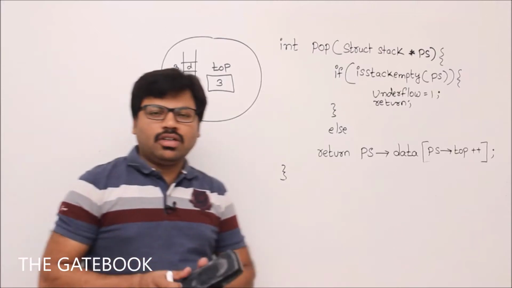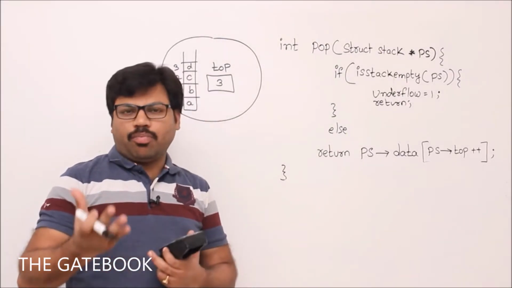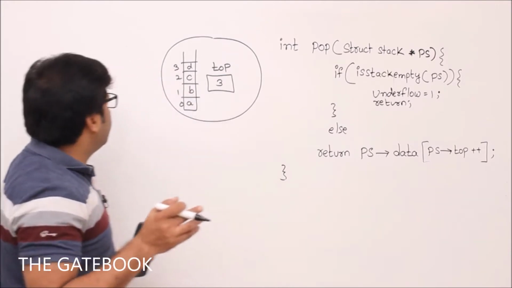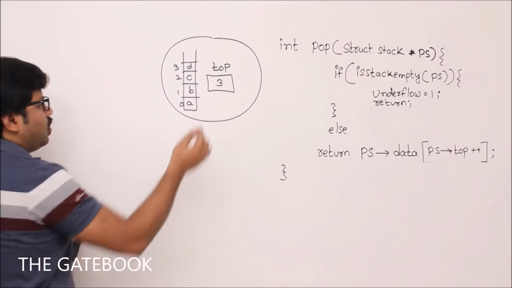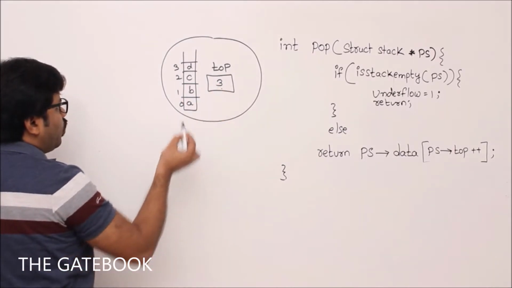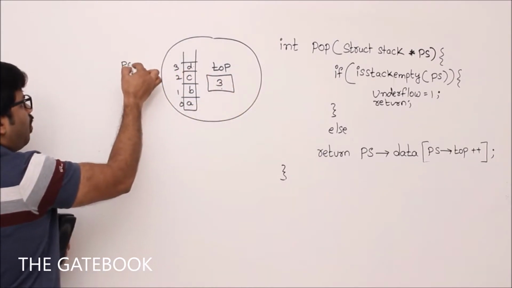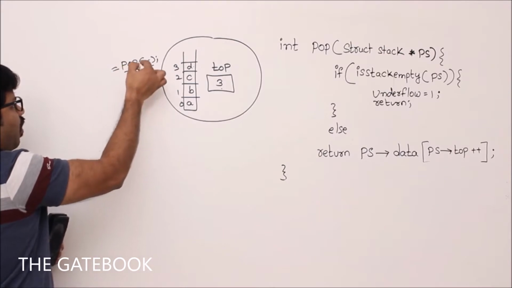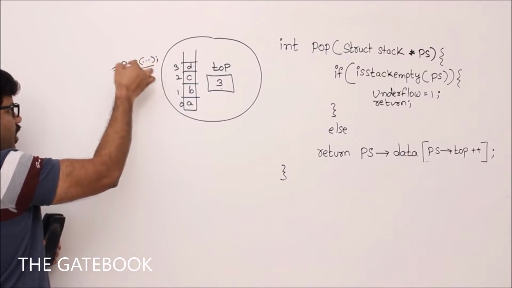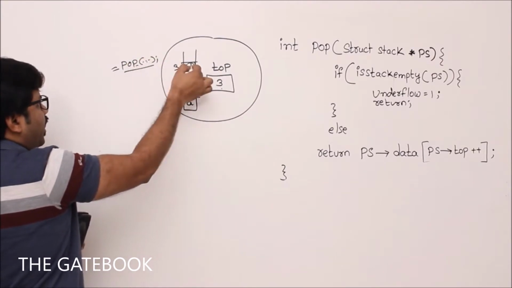Now we'll see pop. First of all, we try to understand the idea behind the working principle of pop, how to implement pop. See, first see the picture and try to understand. So top is 3. First step, I want to return this D to the callee. Example, someone calls pop like this, with some arguments. When someone calls pop, then I am going to return this D. So whoever calls pop, they get D.